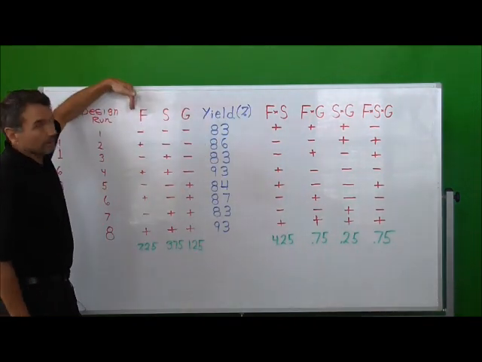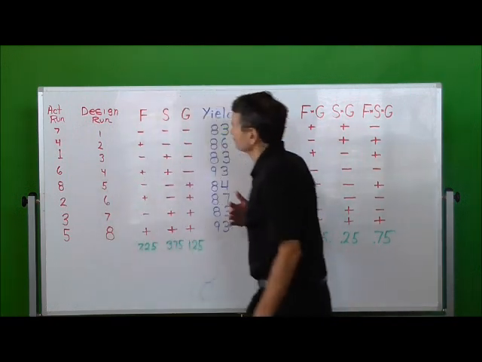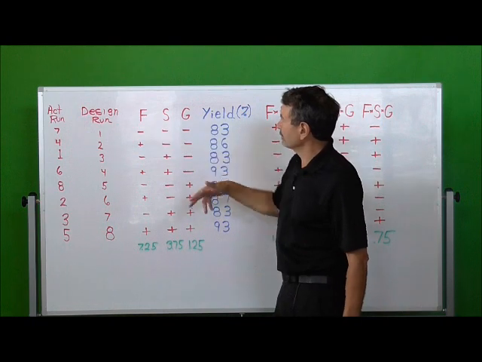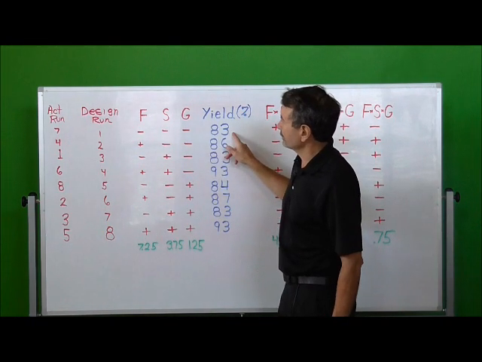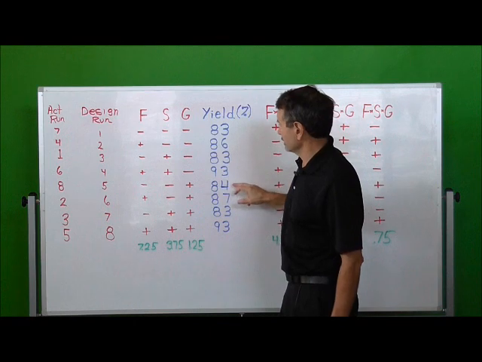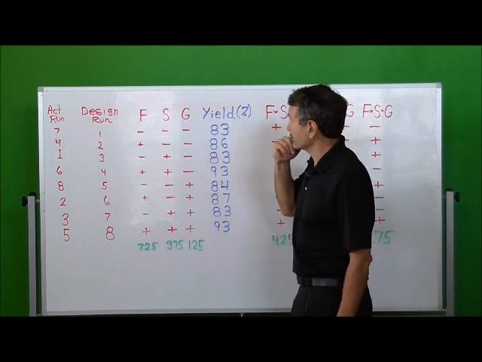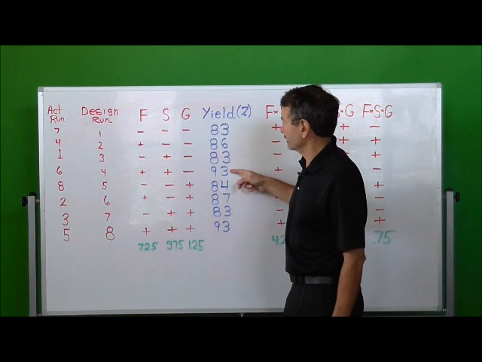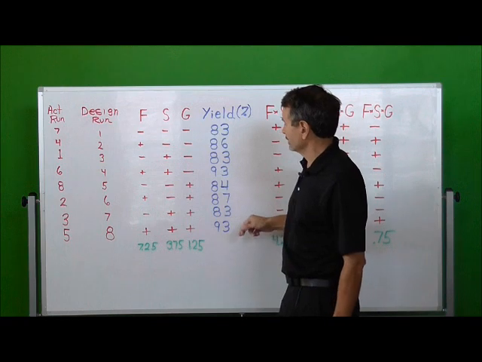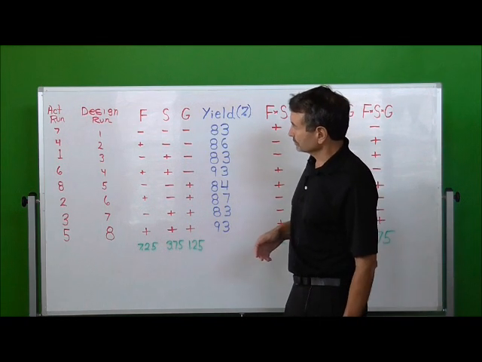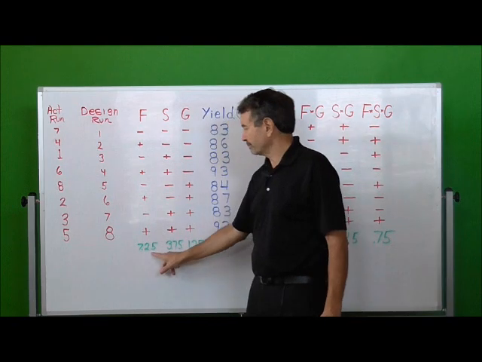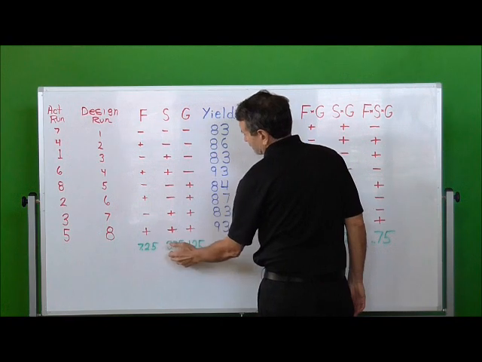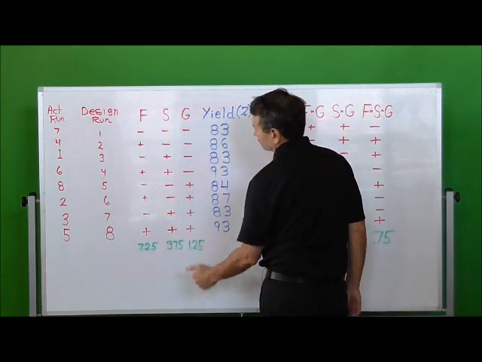We can also do it on our main effects. For our force, we can take all the negatives, the 83, the 83, the 84, and the 83, and average those up. We subtract that off of the pluses, which is the 86, the 93, the 84, the 87, and the 93. That comes out to 7.25. We can do the same thing for the speed, which comes out to 3.75. The gravity comes out to 1.25.